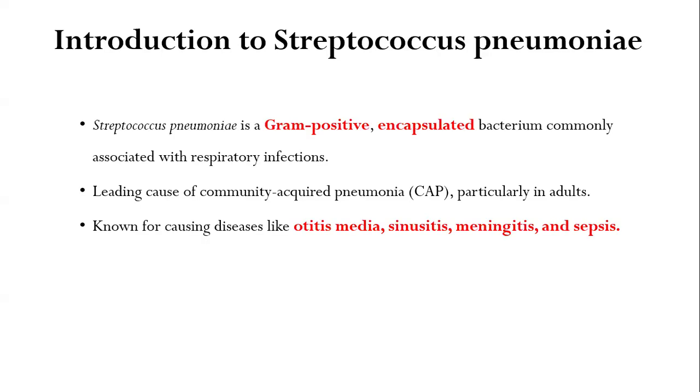Now, let us understand what Streptococcus pneumoniae is and what diseases it causes. Streptococcus pneumoniae is a gram-positive encapsulated bacterium. It is commonly associated with various types of respiratory infections. It is the most common cause of community-acquired pneumonia, which is the most common type of pneumonia, particularly in adults. In addition to causing CAP, it is also responsible for causing otitis media, sinusitis, meningitis, and sepsis.